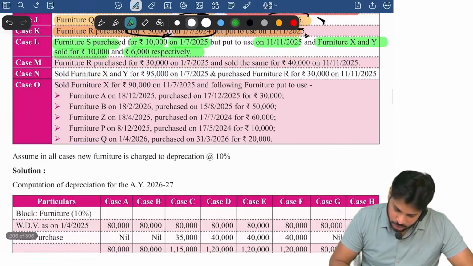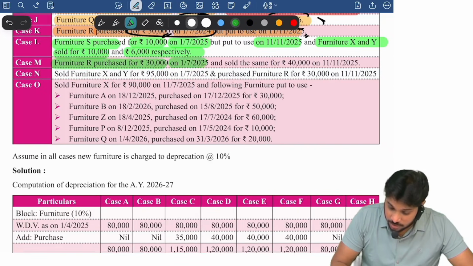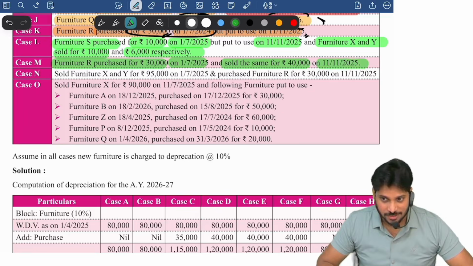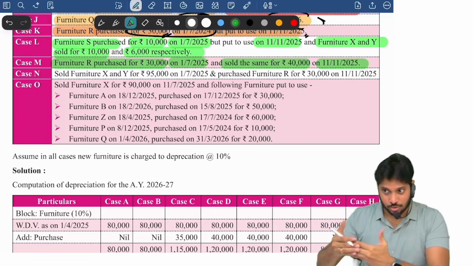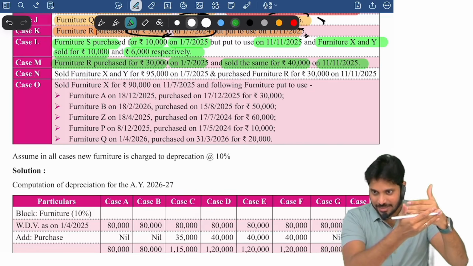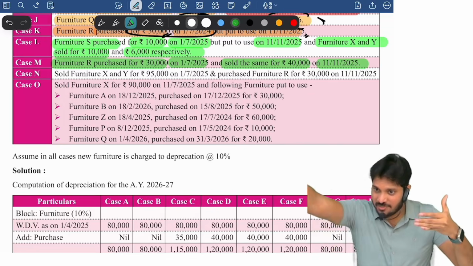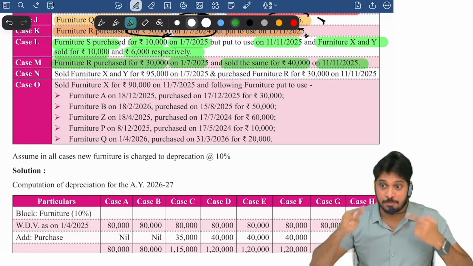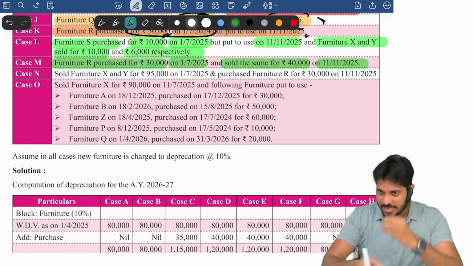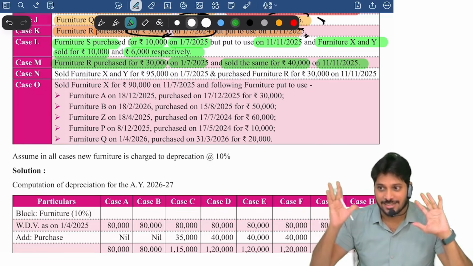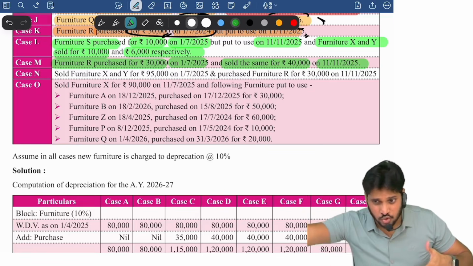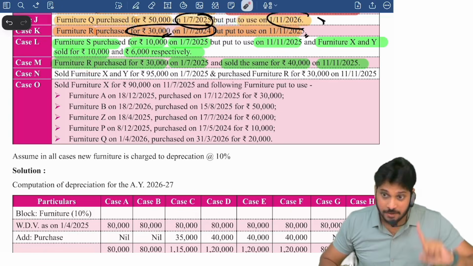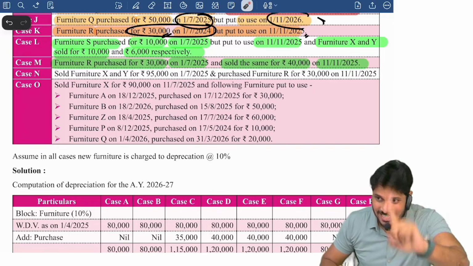M, correct? Next one. Furniture purchased for 30,000 on 1st July and sold the same for 40,000 on 11th November. You know what? Once the same asset is purchased and sold, that doesn't matter. When it's purchased, add it in the block. When it is sold, part of a block is sold. Remember I told you in income tax, depreciation is not asset wise, it's block wise. Once an asset is purchased and added in the block, it loses its identity. Later on, if the same asset is sold, we don't call it furniture sold. We call it part of a block of furniture is sold.